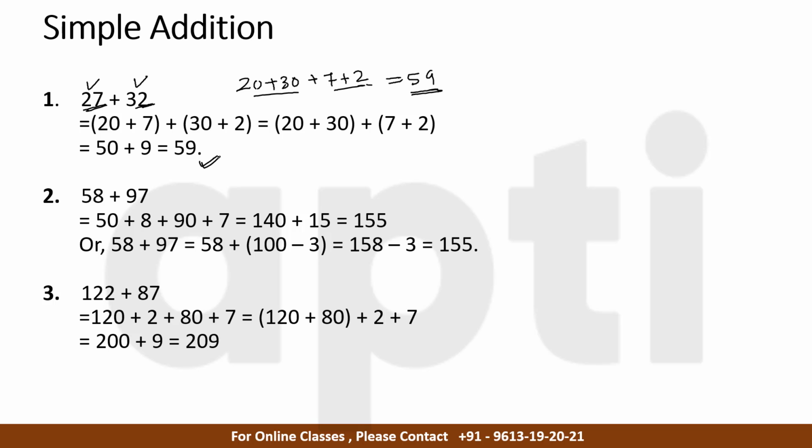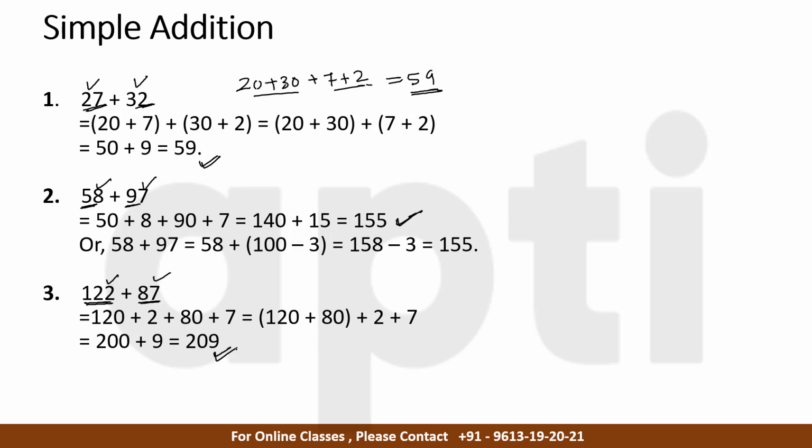Fine. It's a very simple thing and you should try to solve all the questions in your brain without using a pen, right? So this is 50 and 90, so 50, 90, 140, and 7 and 8, so 140 plus 15. So this is 155, right? So the answer is 155. Now this is 122, so let's make this as 120. And this is 87, so let's take 80. So 120 plus 80 is actually 200, and 2 plus 7 is 9, so this is 209, right?